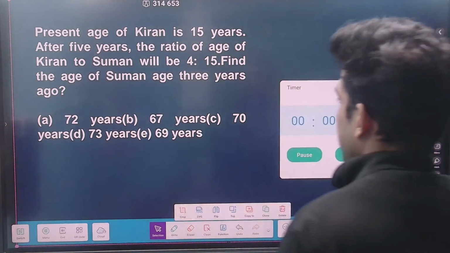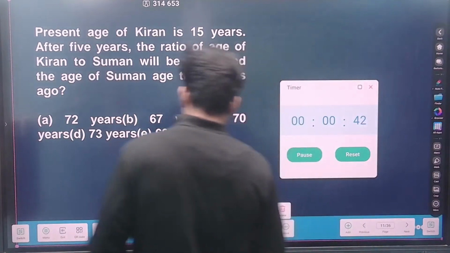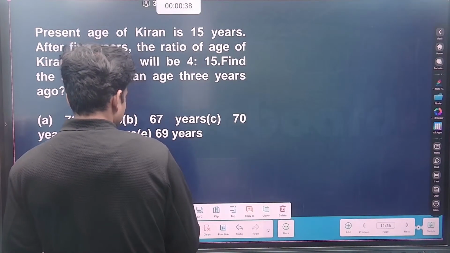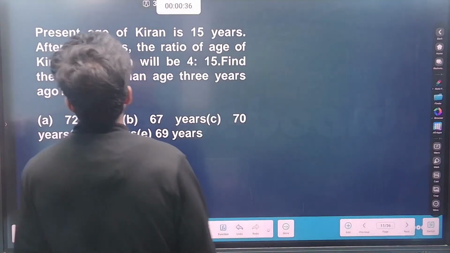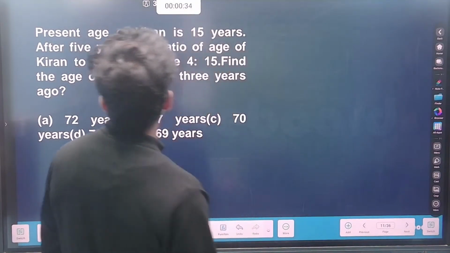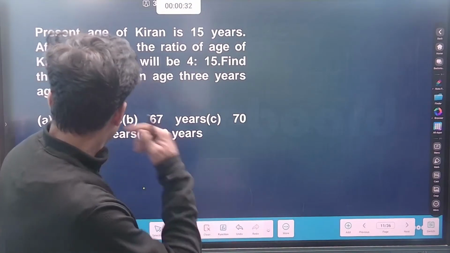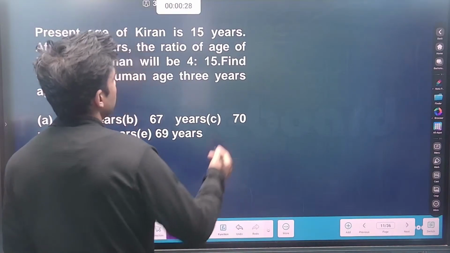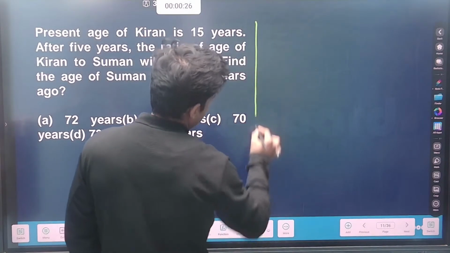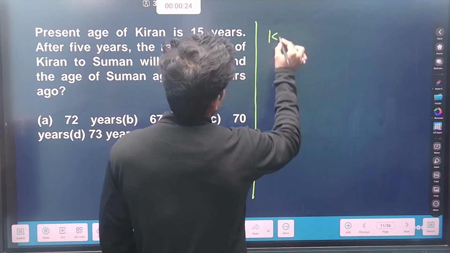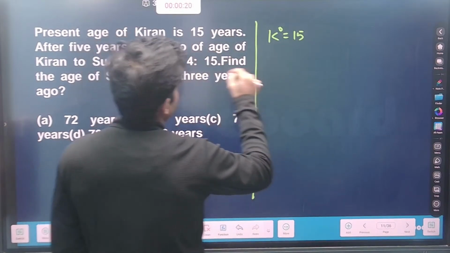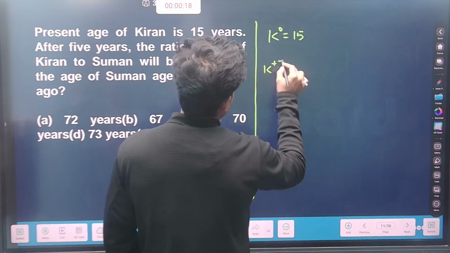72. Okay. Let me check. So I think I have given you enough time. Present age of Kiran is 15 years after 5 years. Okay. Present age of Kiran is 15 years. So can I say that from here K, the present age of Kiran, is 15. After 5 years means K plus 5.